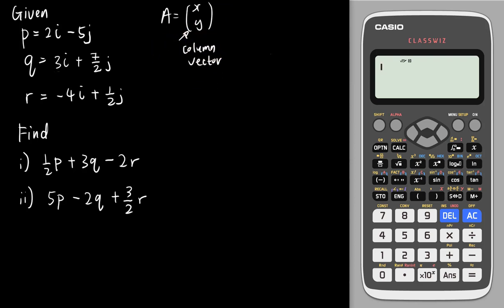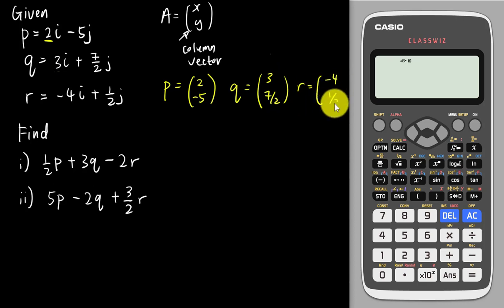It's actually quite simple. Let's say I have the vectors p, q and r. For p, if I write the column vector, i will be on the top and j at the bottom. Your q will be 3 and 7 over 2. Same idea for r, which will be -4 and 1 over 2.